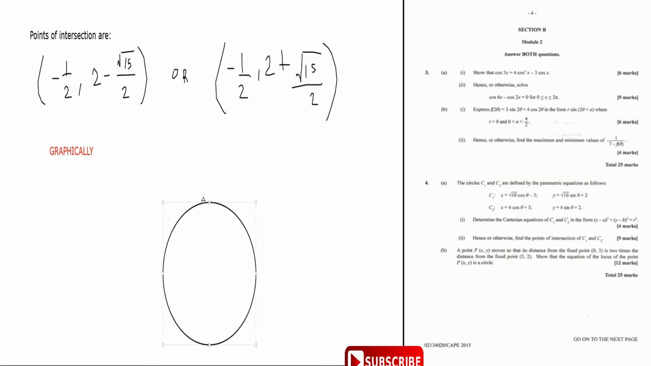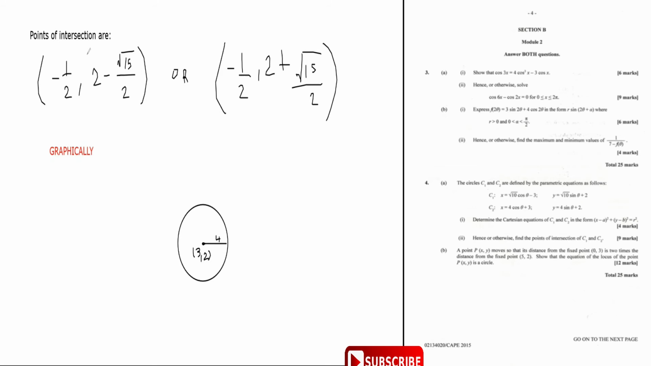Let me make it smaller so I can fit both circles on the page. All right, so graphically, the first circle that we have, the center was 3, 2. This is a center of 3, 2. And it had a radius of 4. All right, that's what we had.